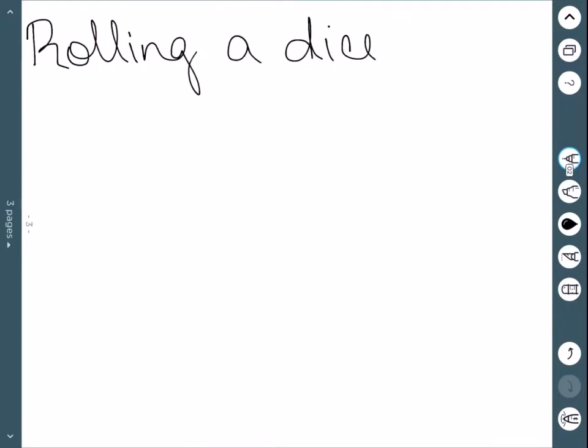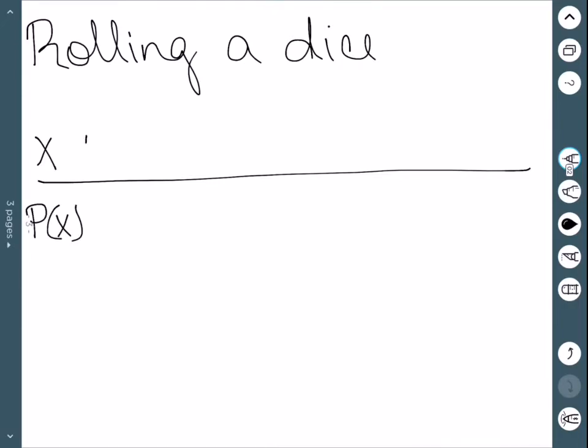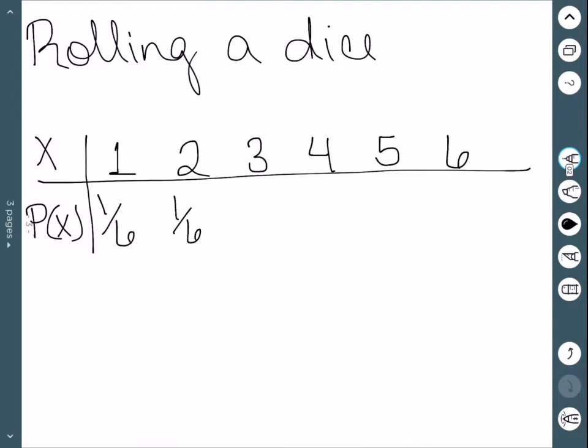Let's consider the experiment of rolling a standard six-sided die. Well, our probability distribution has two things. The first are the values that we can assume. A standard die can roll a 1, 2, 3, 4, 5, or a 6. Assuming this is a standard die, the probabilities of each of these will be 1/6. So now we have our probability distribution.